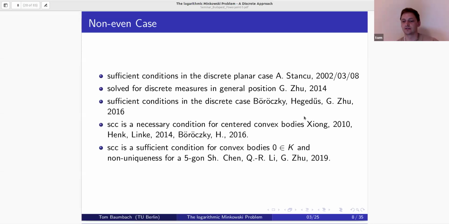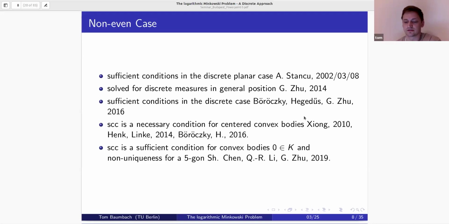So if we have the non-even case, it was first proven by Alina Stancu some sufficient conditions in the planar case. Then in 2014, the discrete measures in general position were also solved by Zhu. Again, we had some other sufficient conditions in the discrete case by Böröczky, Hegedűs, and Zhu in 2016. Then it was proven that the subspace concentration condition is a necessary condition for centered convex bodies, meaning if we have a convex body which is centered at the origin, then the subspace concentration condition is always fulfilled. But we will see that later on again.